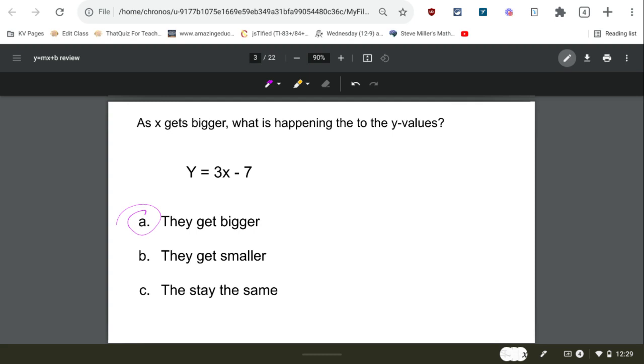All right. Just to give you an example, if I let x equal 2, 3 times 2 is 6. 6 minus 7 is -1. All right. Now, if I let my x value get bigger, let's say I let x equal 4 instead. 3 times 4 is 12. 12 minus 7 would be 5. All right. Notice as these x values got bigger, these y values got bigger. And that all happens because the slope is positive.